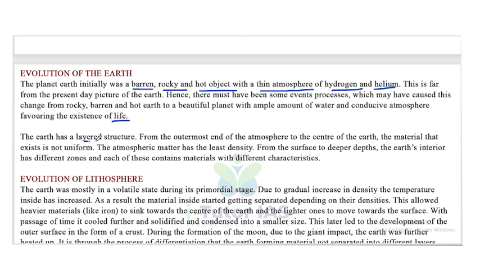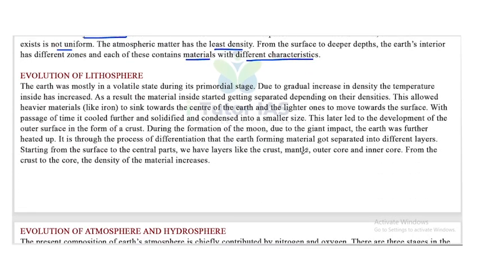The Earth has a layered structure. From the outermost end of the atmosphere to the center of the Earth, the material that exists is not uniform. The atmospheric matter has the least density. From the surface to deeper depths, the Earth's interior has different zones, and each of these contains materials with different characteristics. So, evolution of the lithosphere.